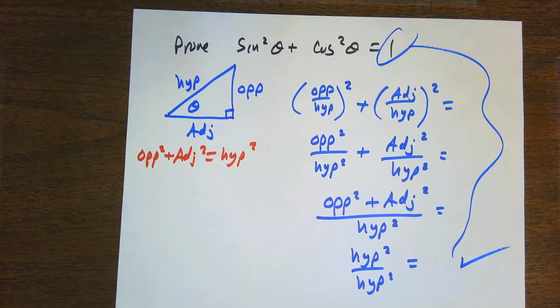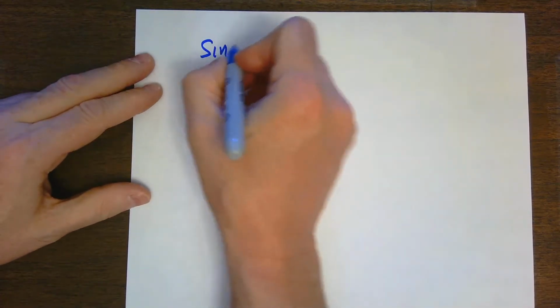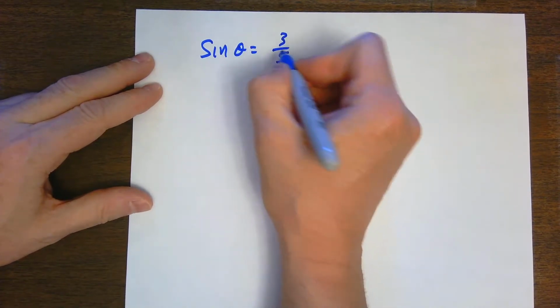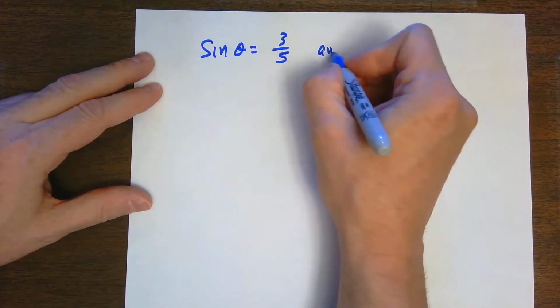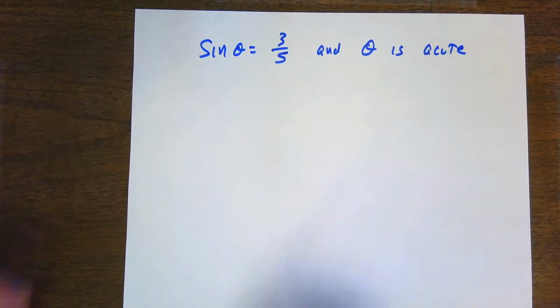So there's a quick proof. Now let's take a look at a couple of applications here. We'll start with one that's relatively simple, very similar to things we've seen previously. Suppose I tell you that the sine of a certain angle theta is 3/5, and that theta is an acute angle.